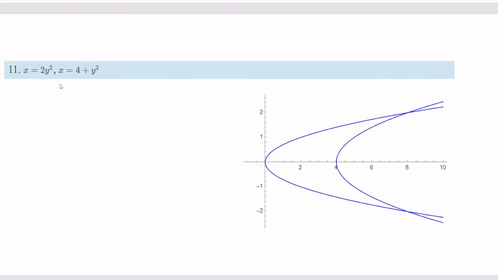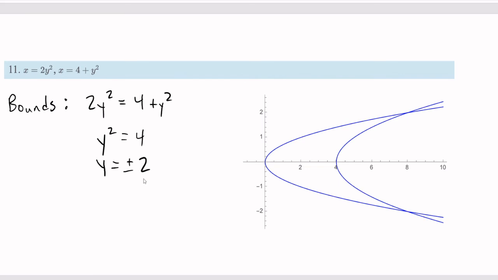Right away, looking at this problem, I see x is a function of y, so I know I need to use this new method. I also see no bounds, so my first step is to find the bounds. That's when these two are equal, 2y squared equals 4 plus y squared. Move this over and you end up with y squared equals 4, which means y is plus or minus 2. So go find 2, boom, go find negative 2, boom.